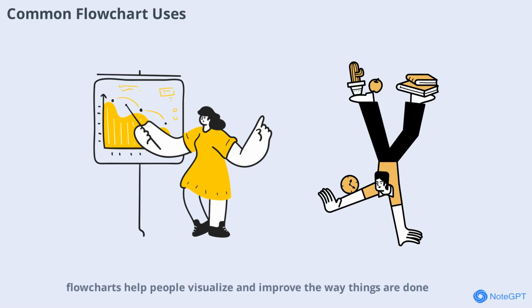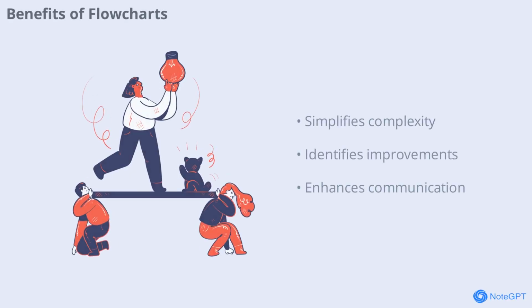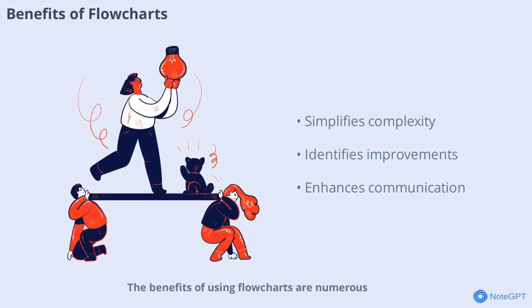No matter the industry, flowcharts help people visualize and improve the way things are done. Benefits of using flowcharts are numerous. They make complex processes easier to understand, help identify areas for improvement, and serve as a valuable training tool. Flowcharts also promote better communication among team members and can save time by preventing misunderstandings. By making processes visible, flowcharts empower teams to work smarter and more efficiently.